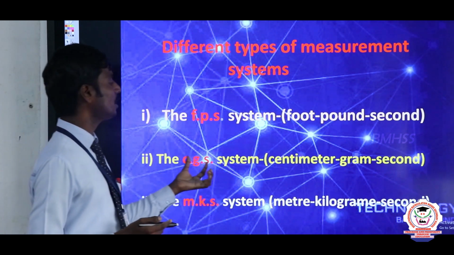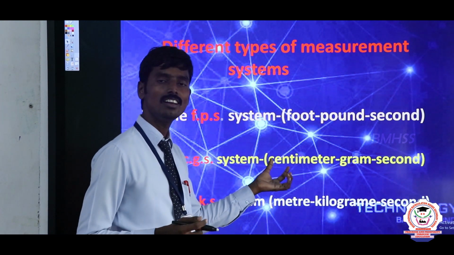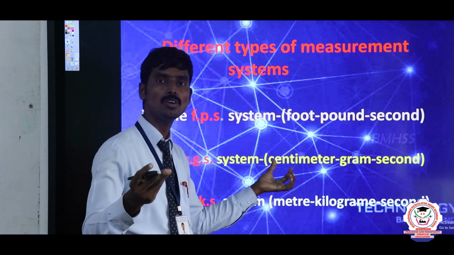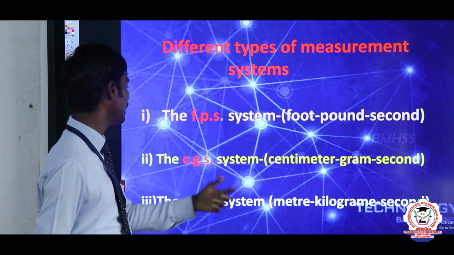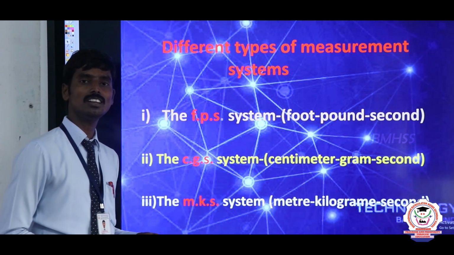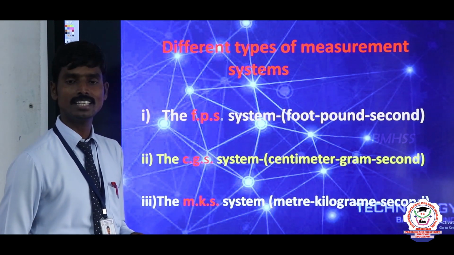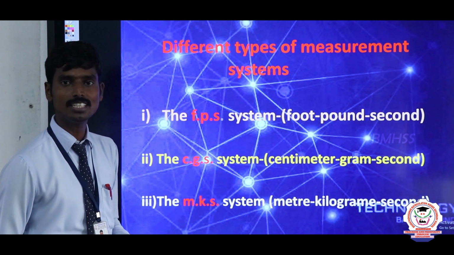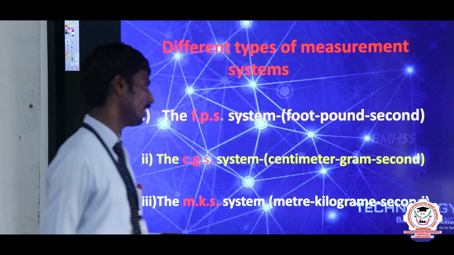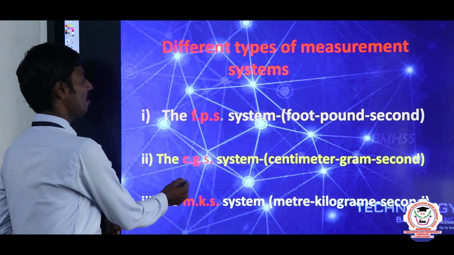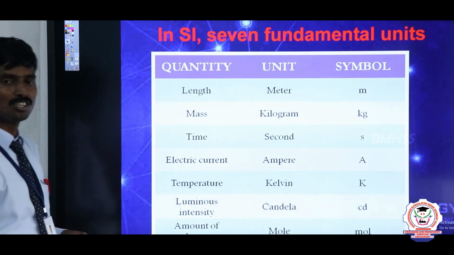In these 3 basic measurements for measuring basic units: length, mass, time. The next one is the MKS system. MKS is nothing but based on meter, kilogram, seconds. The 3 fundamental quantities are measuring length, mass, time respectively. Nowadays we are using the SI system.